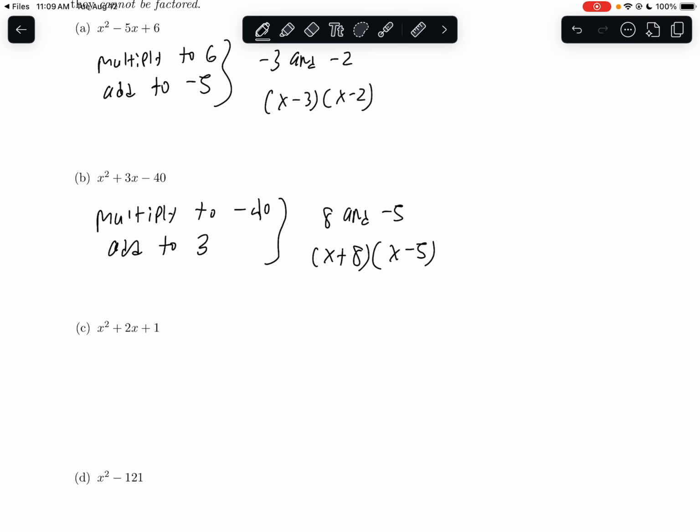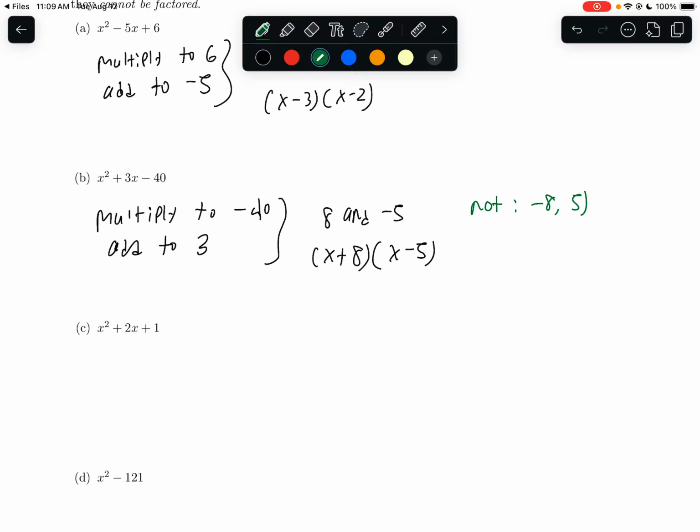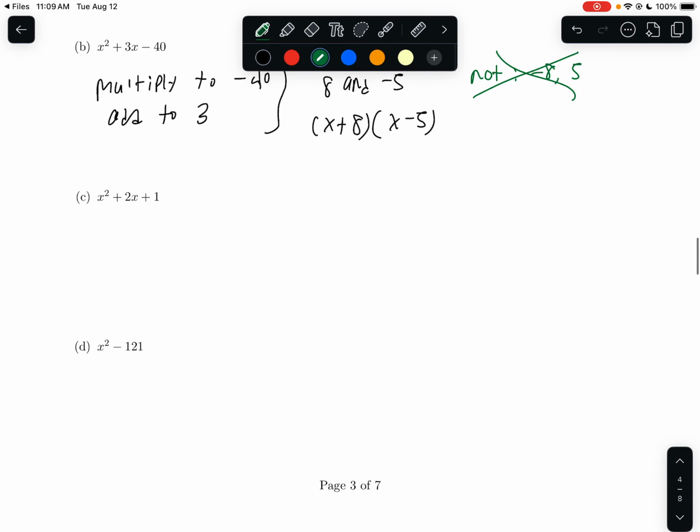Notice that you cannot do -8 and 5 because they still multiply to -40, but 5 minus 8 is -3, not positive. So these two numbers don't work. There's only one answer. Right?